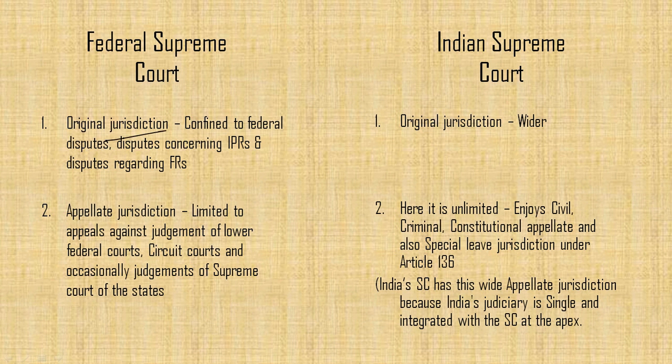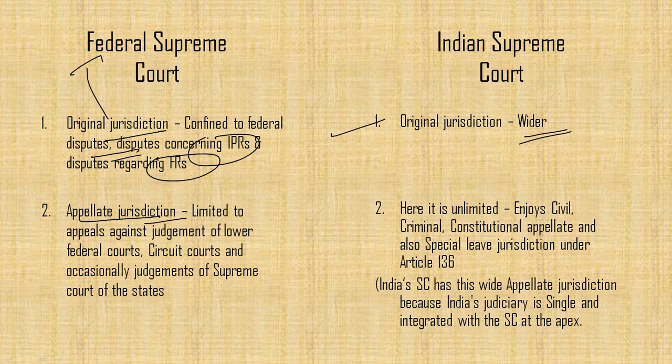See, the original jurisdiction of the Federal Supreme Court of USA is confined to federal disputes, disputes concerning IPRs, and disputes regarding fundamental rights, whereas the original jurisdiction of the Supreme Court of India is much wider and extends to disputes under ordinary laws of the state as well as the center.